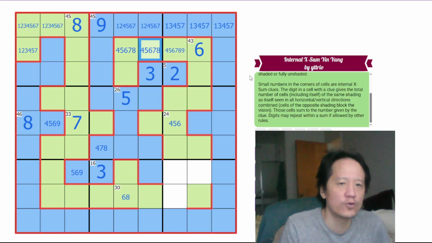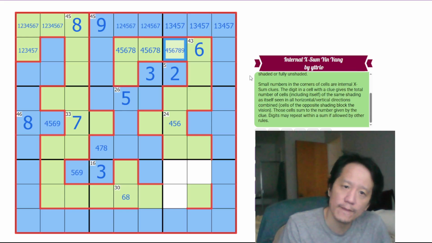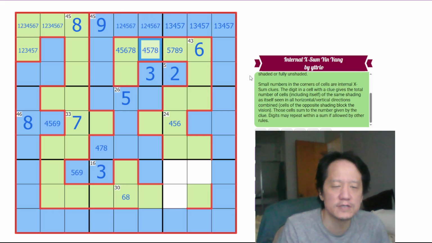You could have a 4 here. It's 4, 8, and 9. Or 4, 7, 9 works. 4, 7, 8 does not, so this can't be 4. This can't be 6, obviously. This can't be 5 because there's a 5 in the column.